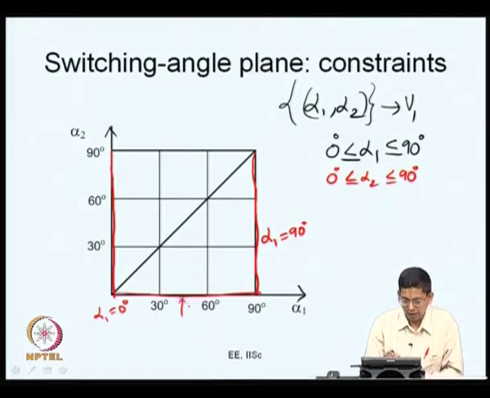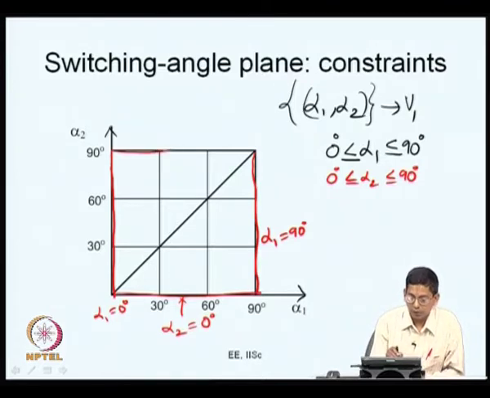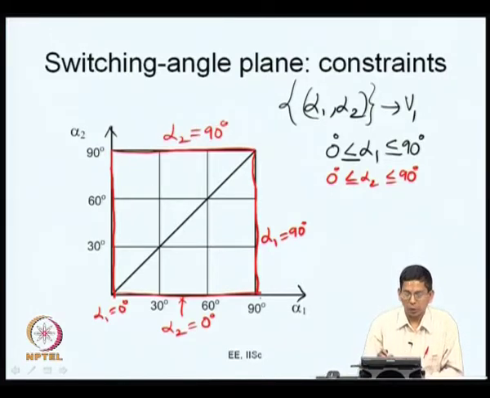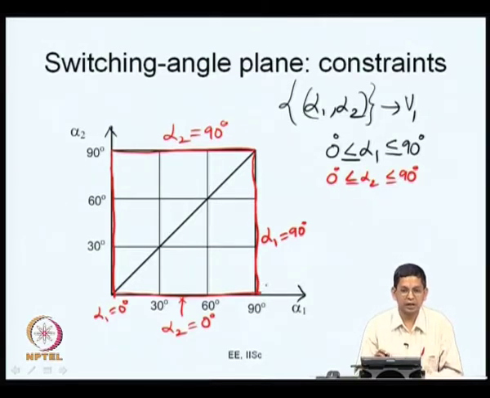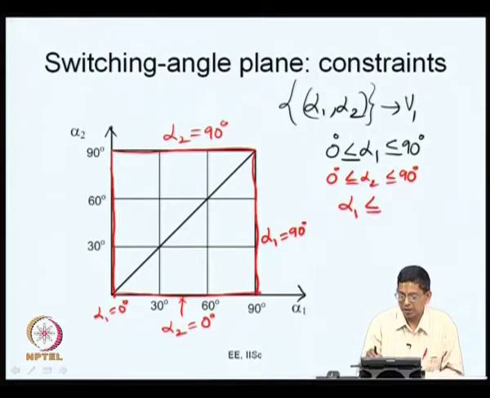So, this line is alpha 2 is equal to 0 degree. Similarly, alpha 2 cannot go beyond 90 degrees also. So, this is alpha 2 is equal to 90 degrees. So, we need to look at only one quadrant and only one portion of this quadrant, and that is not all. Alpha 1 and alpha 2 have some constraints again relating one another. What is that constraint? Alpha 1 has to be less than or equal to alpha 2, that is the constraint.